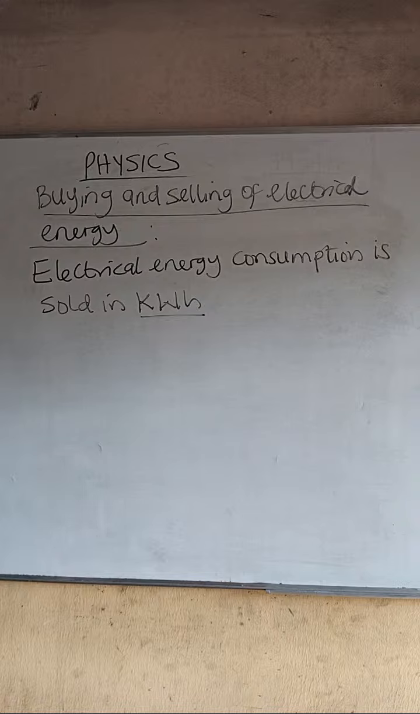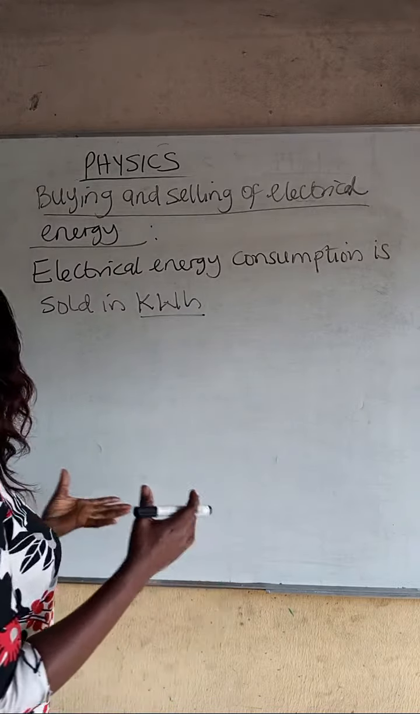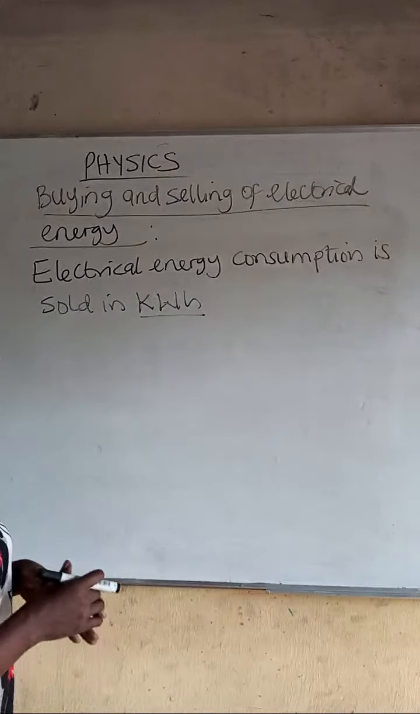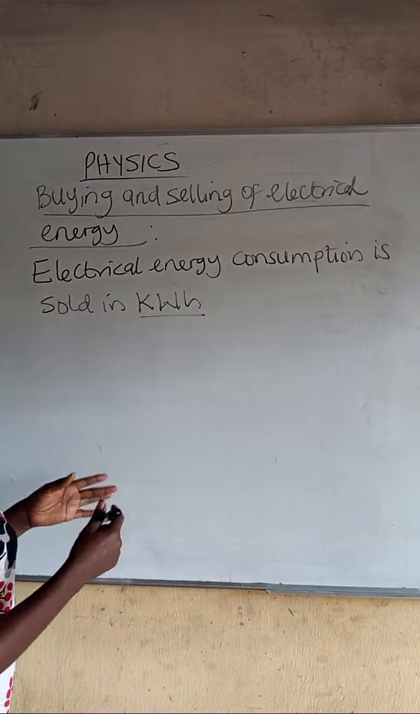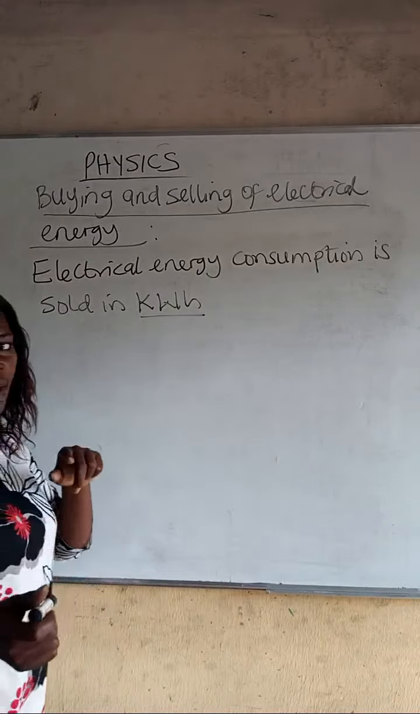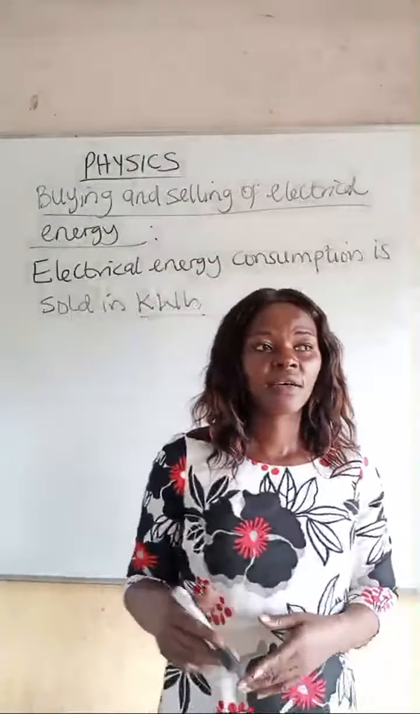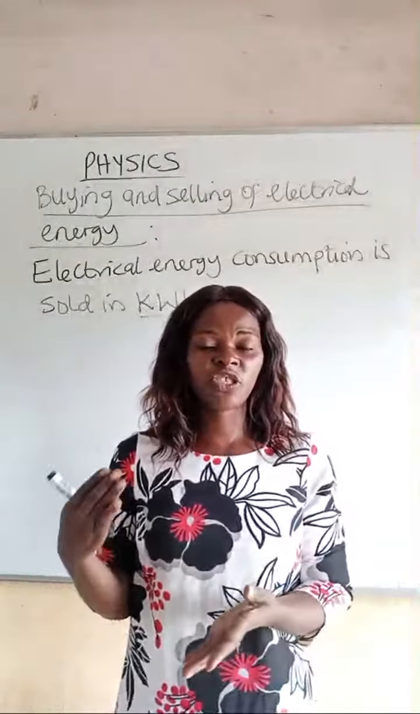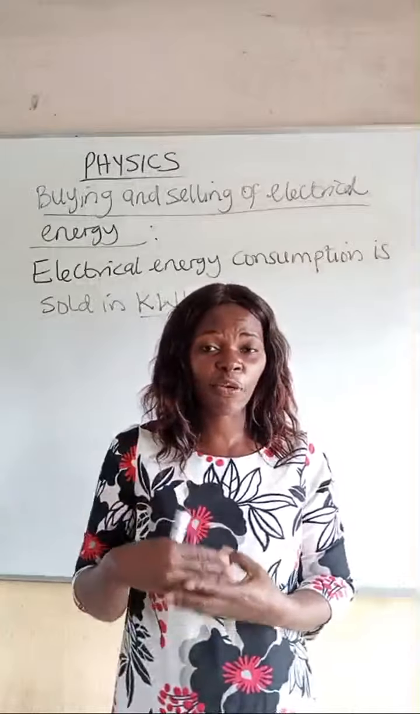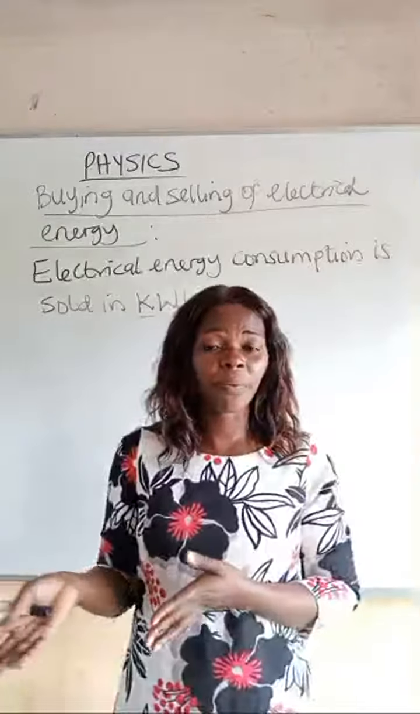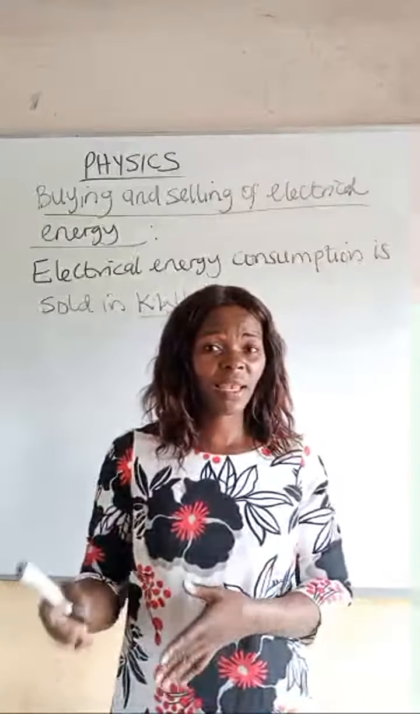Right, let's go to buying and selling of electrical energy. Electrical energy consumption is sold in kilowatt hour. Most of us now use prepaid meters in homes, and most times when you check the energy you have, you see it in kilowatt hour, and you might be using different appliances like 5 bulbs, 2 ceiling fans, a refrigerator.